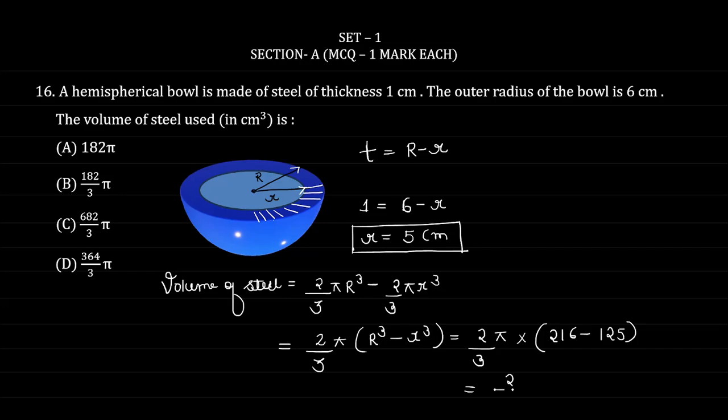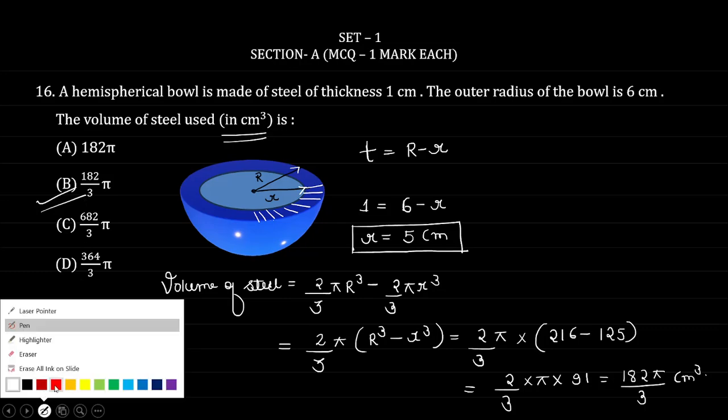The subtraction will give us 91. So that will be equal to 182 pi divided by 3 centimeter cube. It is in centimeter cube because it's a volume. We have that in option number B, so option number B is the correct answer for this question. Let's see the next question now.